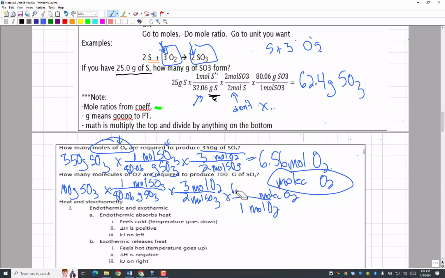1 mole is that big honking number, 6.02 E23. Again, if the E23s bother you, it's not on the test, but it is in most chemistry classes, so I want you to be ready for your next one. Times 6.02 E23. So 100 divided by 80.06 times 3 divided by 2 times 6.02 E23. And my answer is 1.13 E25 molecules of O2.